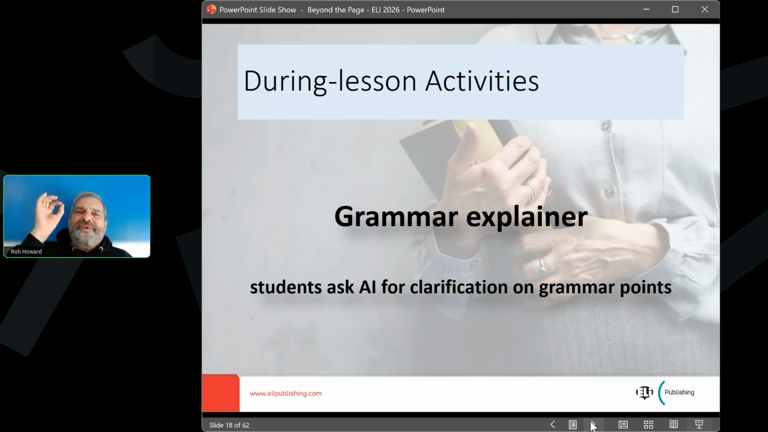You know, remember, as teachers, I think of the present perfect. I've probably explained the present perfect 100,000 times in my career. But it's the first time that I'm explaining it to that one student. So maybe I didn't explain it as well as I should have for that student. So giving them some options like this and having them go to AI to explain some grammar is very good.